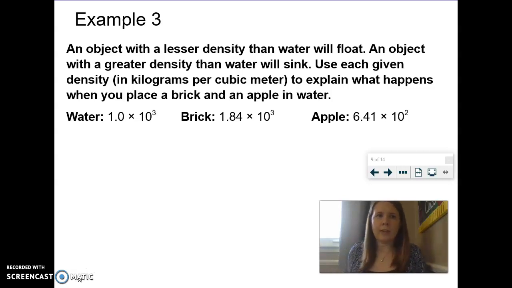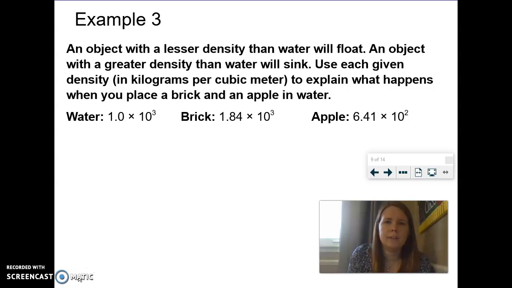So example 3 here says an object with a lesser density than water will float. Okay, so things like feathers usually float. What else are good things? Boats. Boats are kind of tricky because there's a way you can make them less dense than water. But some other things that'll float in water are certain paper, if it doesn't get too wet, or sometimes balls, like balloons, things like that.